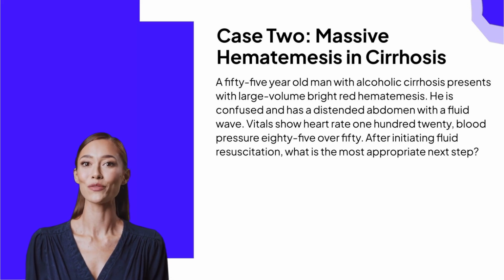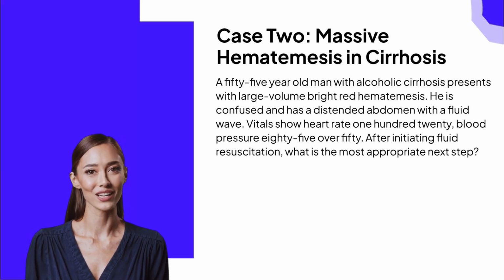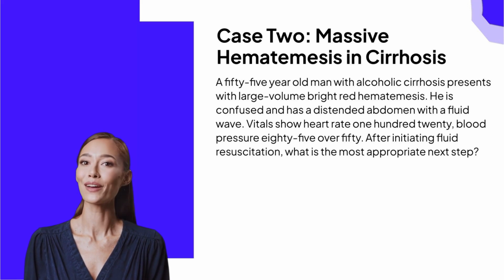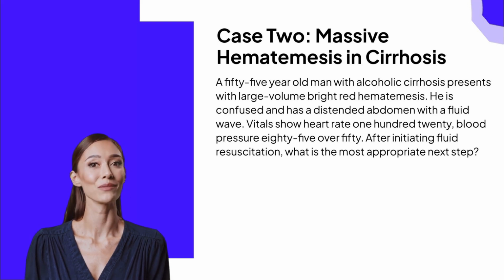Here's our second case. A 55-year-old man with alcoholic cirrhosis presents with large volume bright red hematemesis. He is confused with a distended abdomen showing a fluid wave. His vitals show severe tachycardia and hypotension. After initiating fluid resuscitation, the question asks for the next step. This is a classic setup, so think carefully about the specific protocol for this type of bleeding.